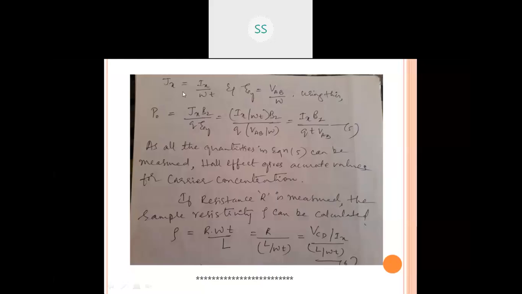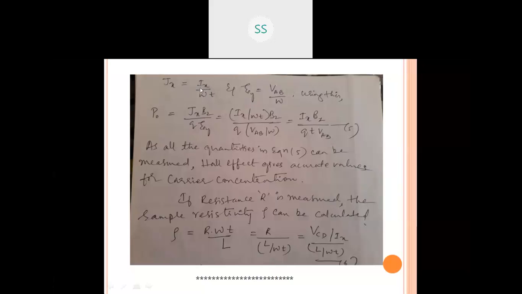It is also known that current density Jx is equal to current divided by area. We know that current density is nothing but current flowing per unit area. Therefore, when I write Jx, it is equal to Ix. It is not I into x, x is a suffix, the x component of the current. Ix divided by W into T, where W is the width of the bar and T is the thickness of the semiconductor bar.